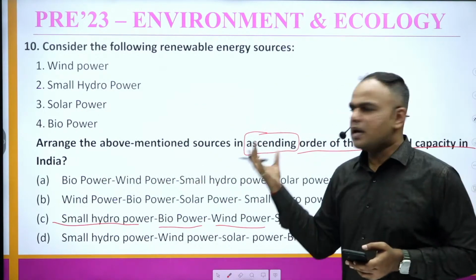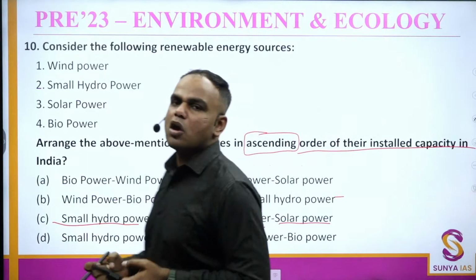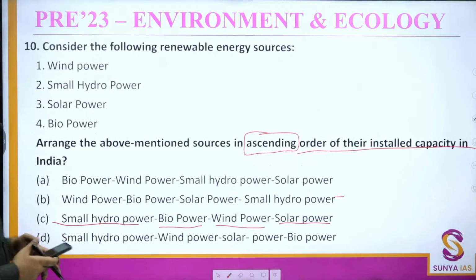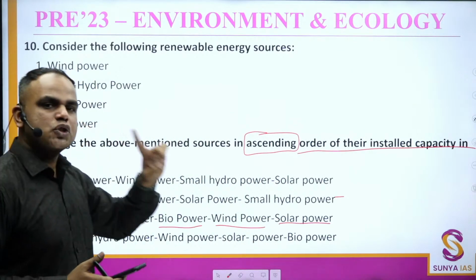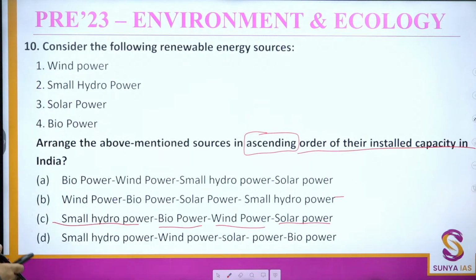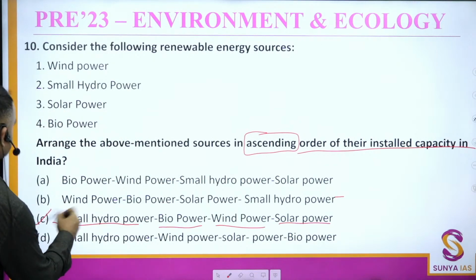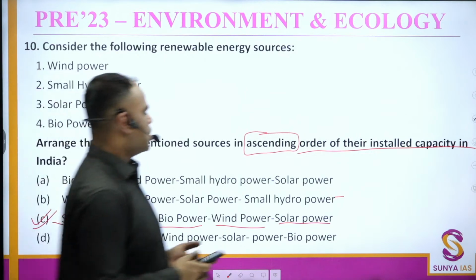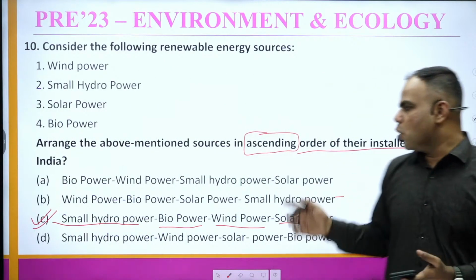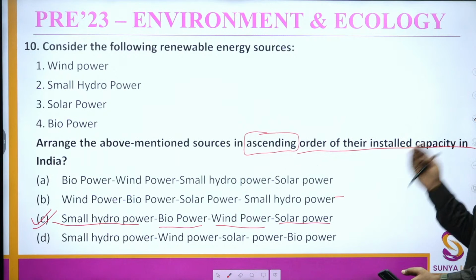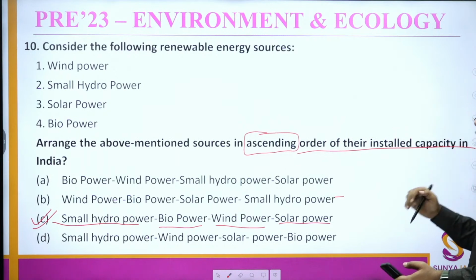And you can also say in ascending terms, we start with the small hydro power projects. This is in terms of the installed capacity. So here the answer for question number 10 is C, the installed capacity overall. The lowest is small hydro, then biopower, then wind and then solar. So for question number 10, the answer becomes C.